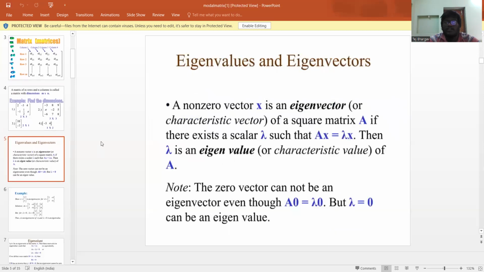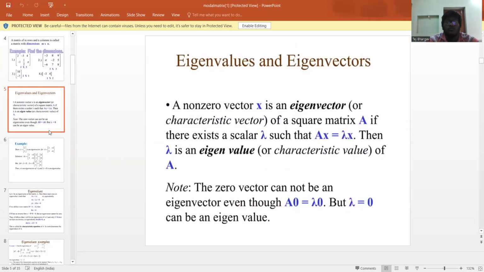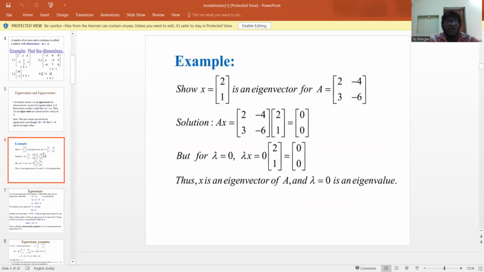Next, eigenvectors and eigenvalues. A non-zero vector x is an eigenvector or characteristic vector of a square matrix A if there exists a scalar lambda such that Ax is equal to lambda x. Then lambda is an eigenvalue or characteristic value of A. A zero vector cannot be an eigenvector, since A0 is equal to lambda 0, but lambda equal to 0 can be an eigenvalue. Example.